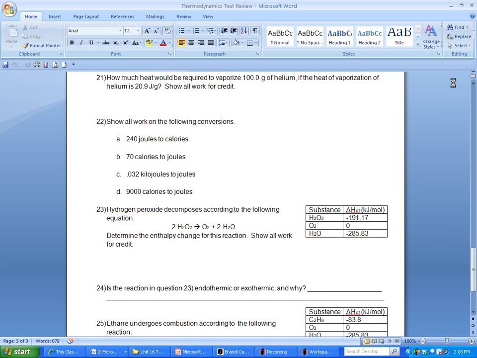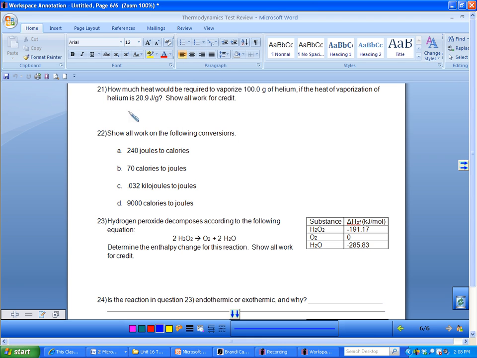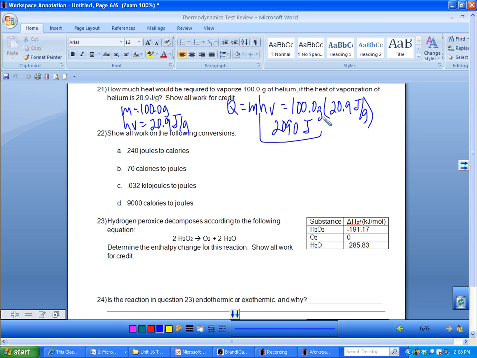All right, so 21 says how much heat would be required to vaporize 100 grams of helium, if the heat of vaporization is 20.9 joules per gram. So Q is equal to M H_V. M is 100. H_V is 20.9. So I'm going to multiply 100 by 20.9. And when I did that, I got 2,090. And that was my answer.